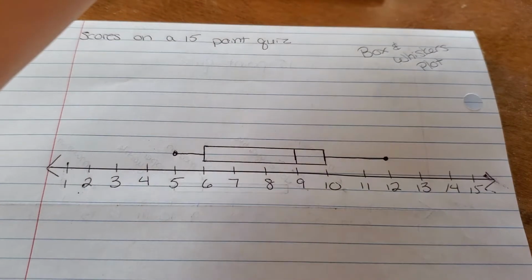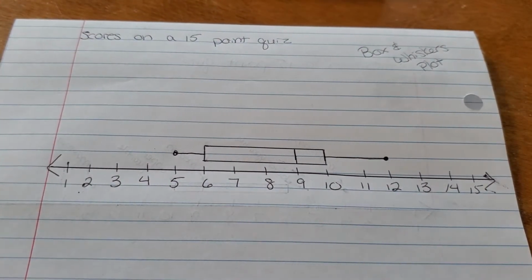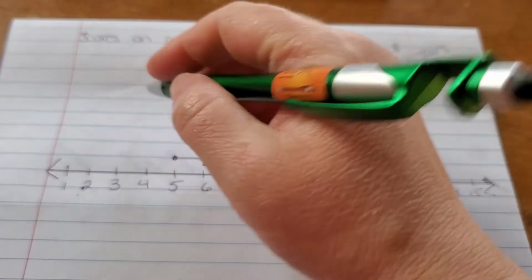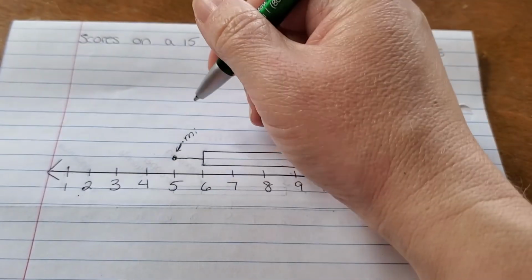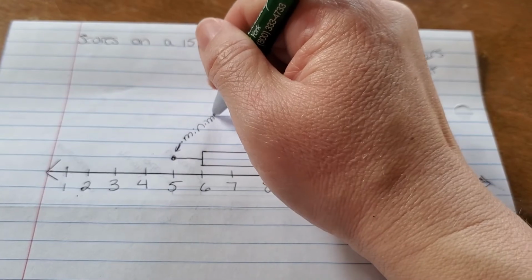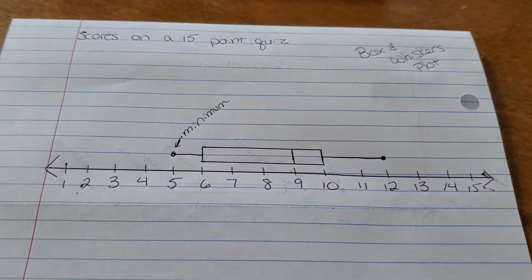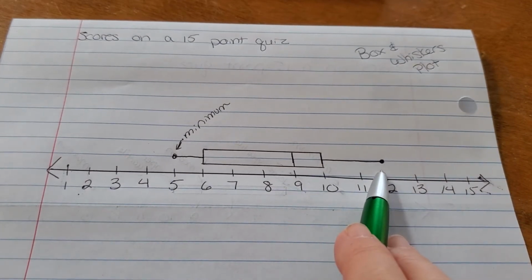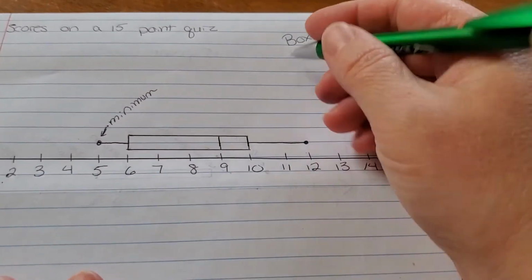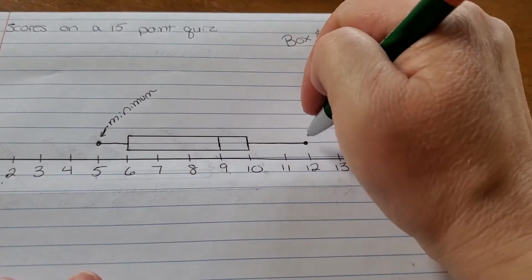box plot. So this box plot can give us some information about the data, like it can show us where the low score was. That's called the minimum score. So you can see that the lowest score on this quiz was a 5. This point right here is the highest score on the quiz. So that's the maximum score.